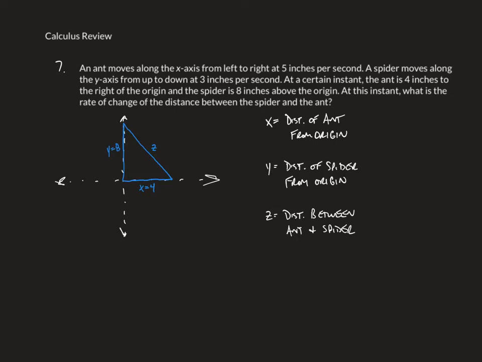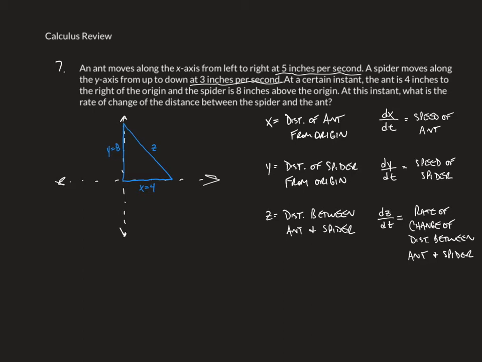So let's consider the other things that we've been given. We've been given a rate for the ant and a rate for the spider. So in terms of these variables that we've identified here, the rate of change of the ant's position is going to be dx dt, and the rate of change of the spider's position would be dy dt. So then what that means for z is that dz dt is going to be the rate of change of the distance between the ant and the spider. And this is the thing we are trying to find.